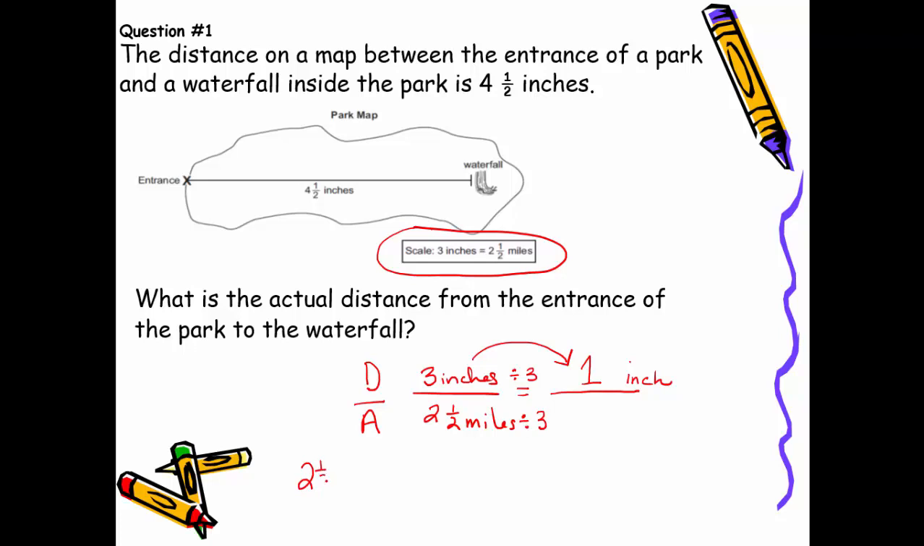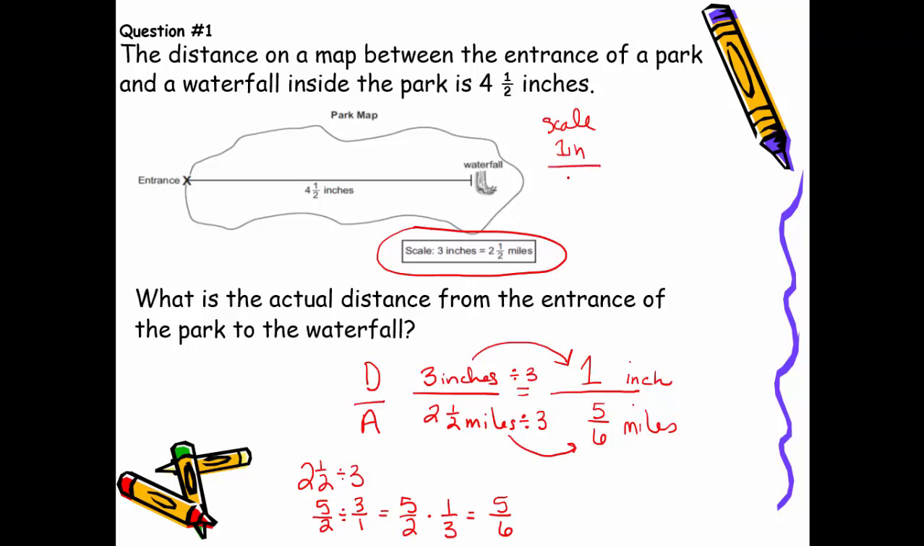So off to the side, 2.5 divided by 3. That's the same as 5 halves divided by 3 over 1. You do your little skip, flip, and multiply. 5 halves times 1 over 3. That will give me 5/6. So I know that 1 inch represents 5/6 of a mile in the actual park. So I was like, all right, well, that's helpful. Now that I have my scale, that 1 inch is 5/6 of a mile.